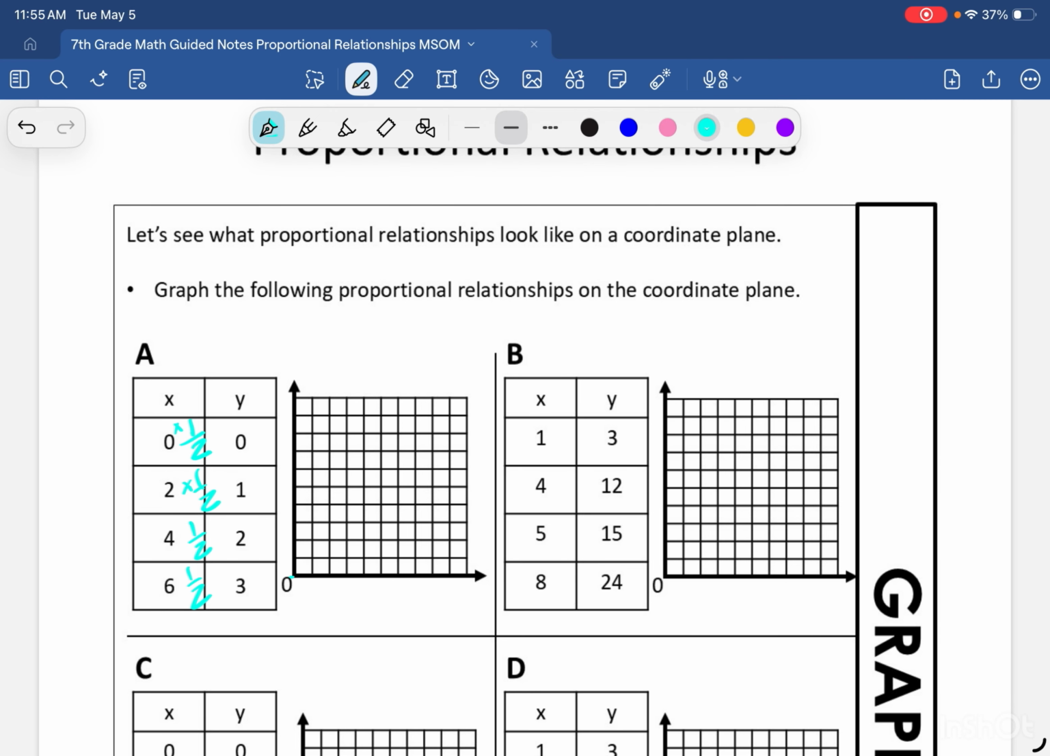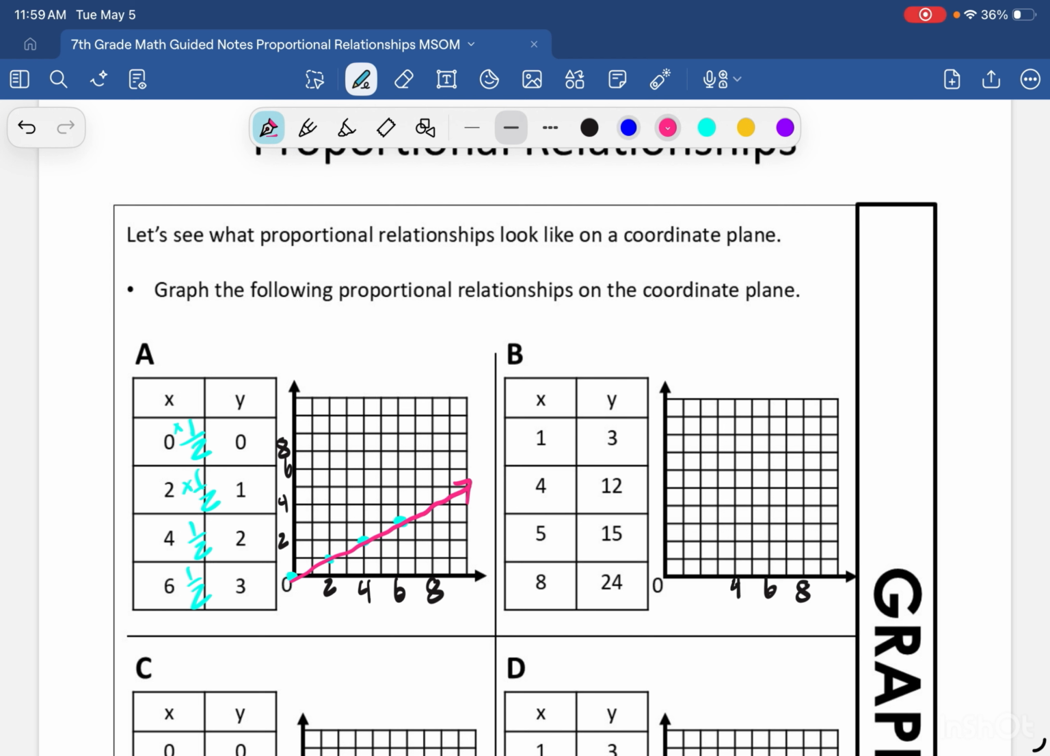So I have 0, 0, 2, 1, 4, 2. Now ideally, this graph should be numbered. I'm just going to take a second and quickly number it. All right, and then let's connect the points and we can kind of see what that looks like.